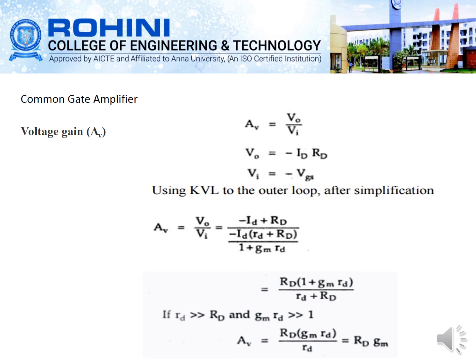When applying KVL to the outer loop, after simplification, AV is equal to V0 by VI, which is equal to minus ID into RD divided by minus ID into (rd plus RD) divided by (1 plus gm into rd). So you can write this equation as RD times (1 plus gm into rd) divided by (rd plus RD). If rd is very much greater than RD, and also gm into rd is very much greater than 1, then we can write this equation as AV is equal to RD times gm into rd divided by rd, which is equal to gm into RD. That is, we are cancelling rd and rd.